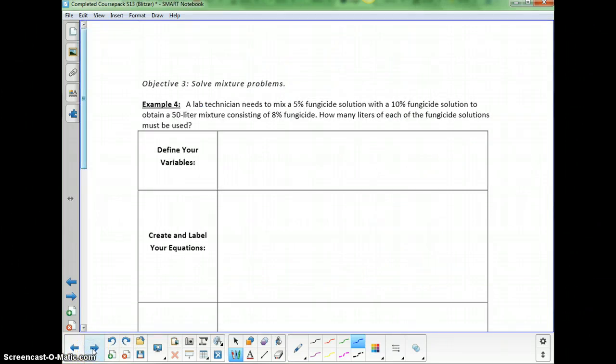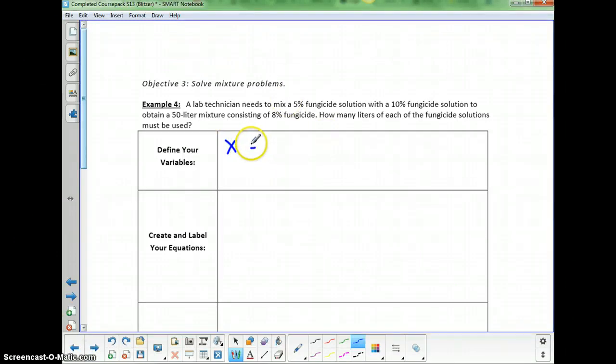Alright, this is our last example for this section. This one says a lab technician needs to mix a 5% fungicide solution with a 10% fungicide solution to obtain 50 liters of a mixture containing an 8% fungicide. So he's going to dilute the 10% with some of the 5%. How many liters of each of the fungicide solutions does he need to use if he wants 50 liters of 8%? Okay, so we've got two types of solutions.